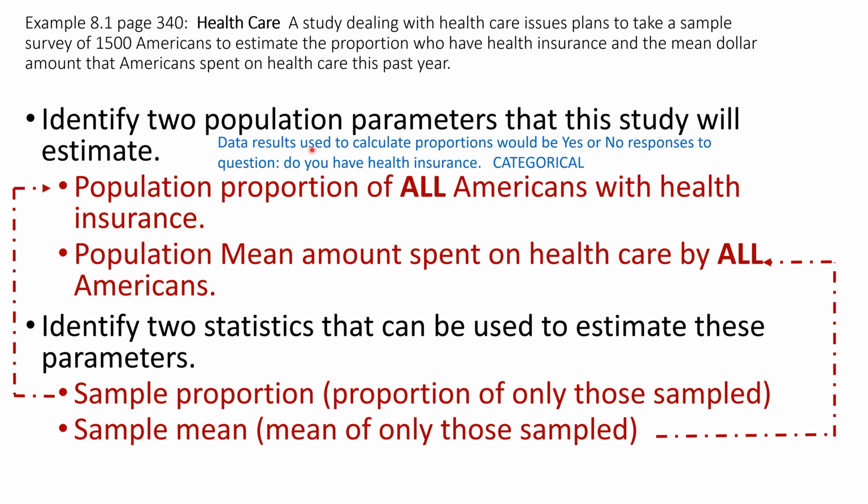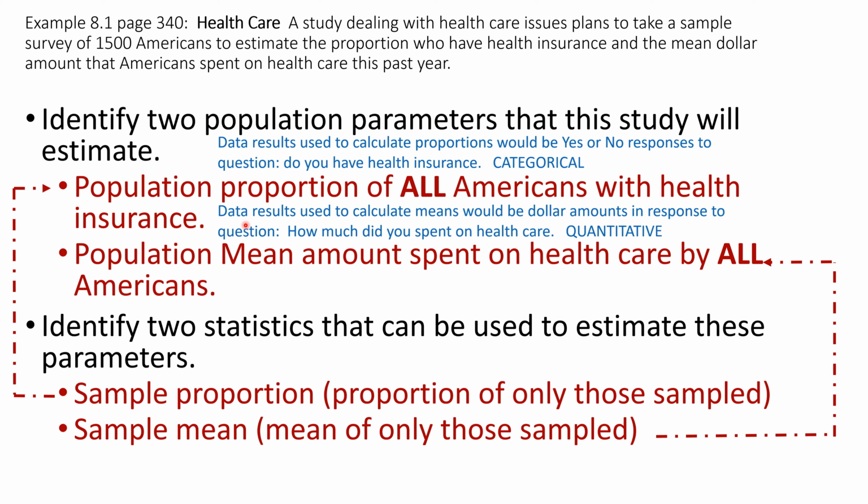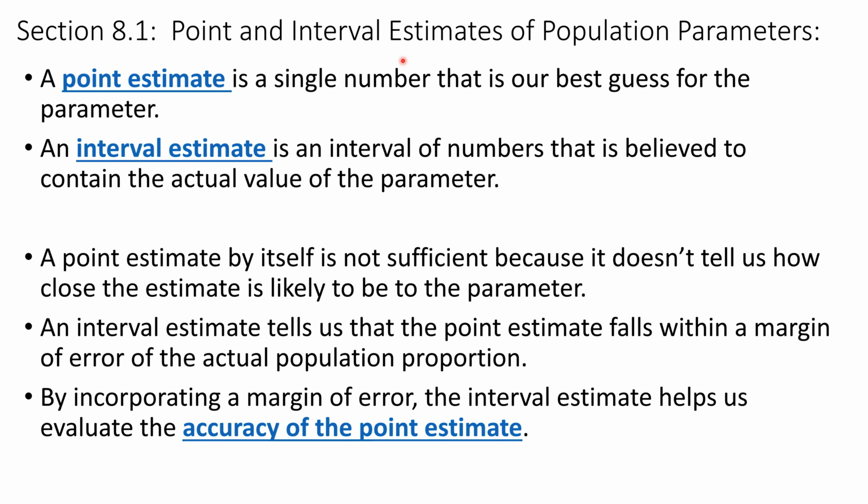Note that the data used to calculate the proportions will be yes or no responses to questions such as, do you have health insurance? So it is a categorical variable. Data used to calculate the means will be dollar amounts in response to questions like, how much did you spend on healthcare? And this is a quantitative variable.